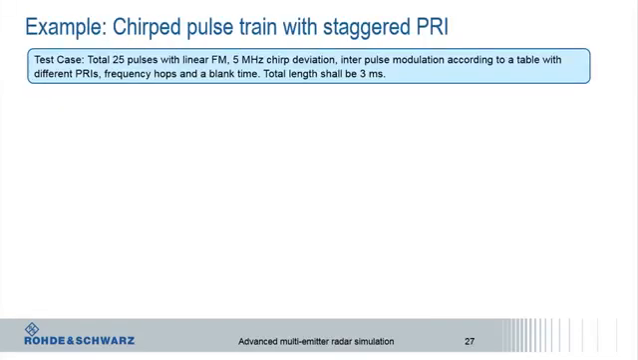In the next example, the test case is more complex. I want to define 25 pulses with linear FM, 5 MHz chirp deviation, and an interpulse modulation according to a certain table with different PRIs and frequency hops. All the pulses shall be followed by a blank time, and the total signal length shall be 3 milliseconds.